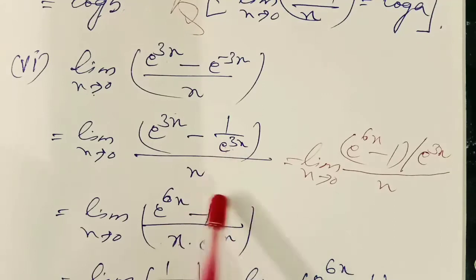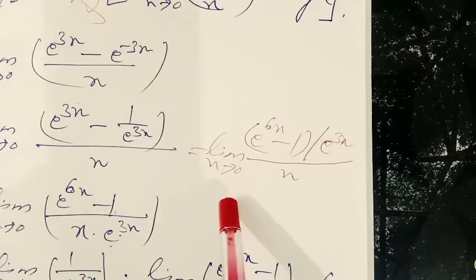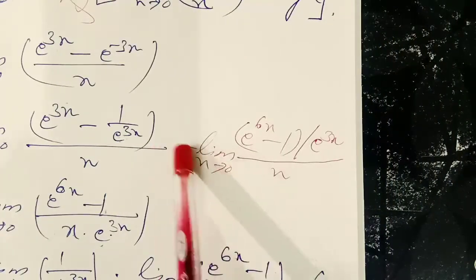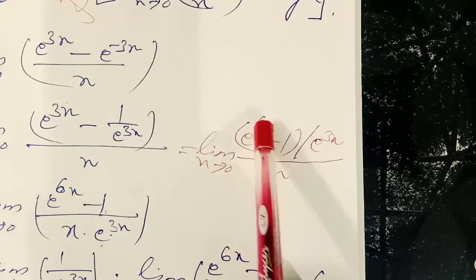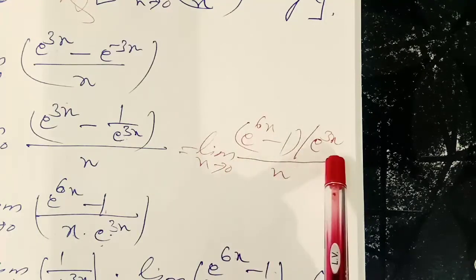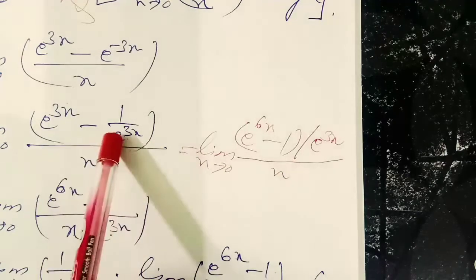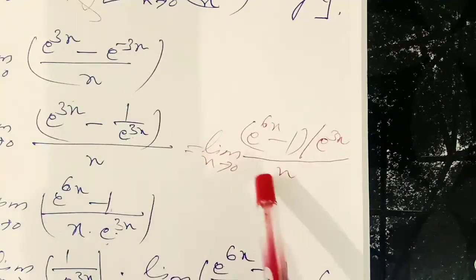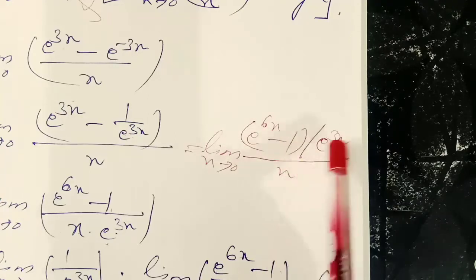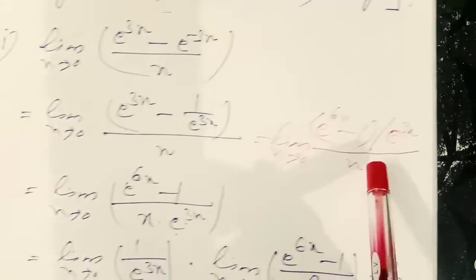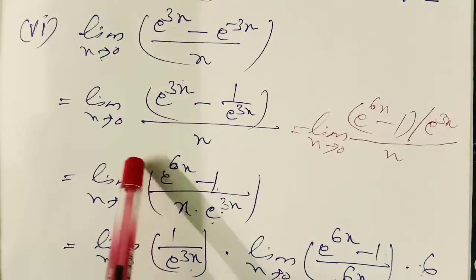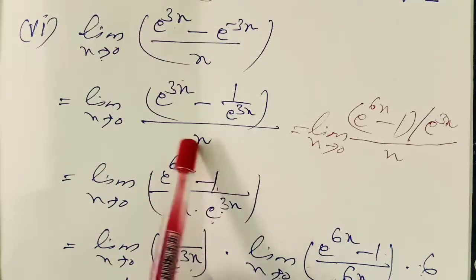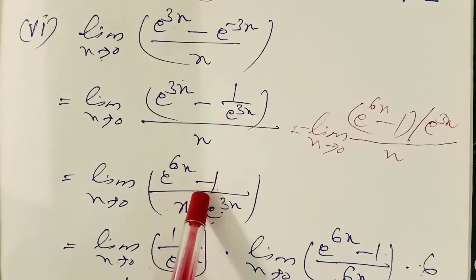That e to the 3x will come down. How will I write here? Just I have written here, see. Limit x tends to 0, (e to the power 6x minus 1) by e to the 3x. After taking LCM, what will the LCM be? e to the 3x. The answer is (e to the 6x minus 1) by e to the 3x, divided by x. Now see, limit x tends to 0, (e to the 6x minus 1) by x into e to the 3x.